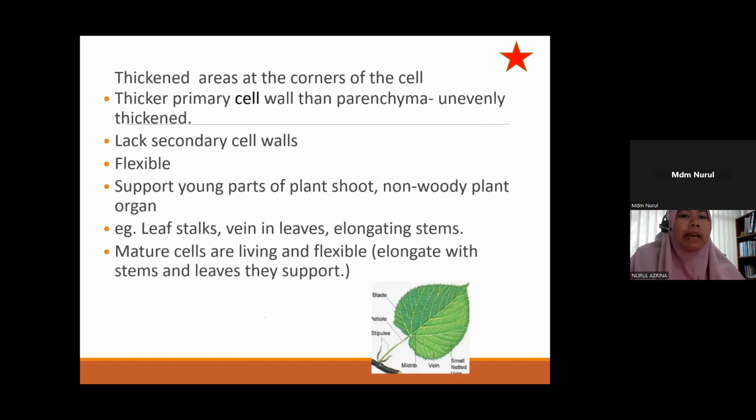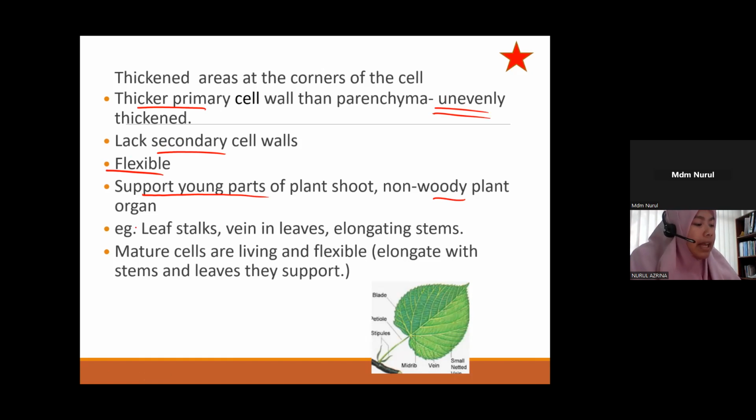Right? So collenchyma has thickened area at the corner of the cell. So it has thicker primary cell wall compared to parenchyma, and the thickening of the cell wall is uneven. Maknanya ketebalan tu tak sama antara satu collenchyma dengan satu collenchyma cell yang lain. And it is lack of secondary cell wall, same as parenchyma. Okay, they are lacking of secondary cell wall. And the function, it is flexible.